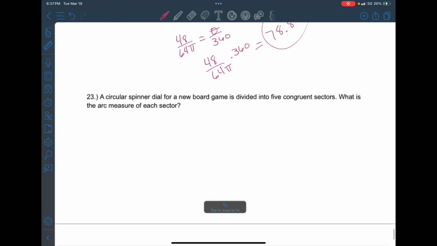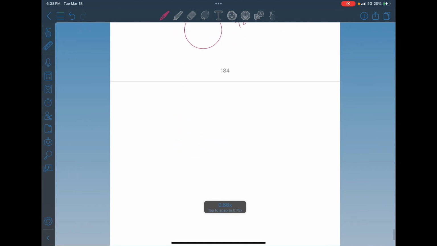A circular spinner dial for a new board game is divided into 5 congruent sectors. What is the arc measure of each sector? So if I have a circle, I've got to divide it by 5, so 360 divided by 5 equals 72 degrees. That's all it's asking, nothing special on that one.